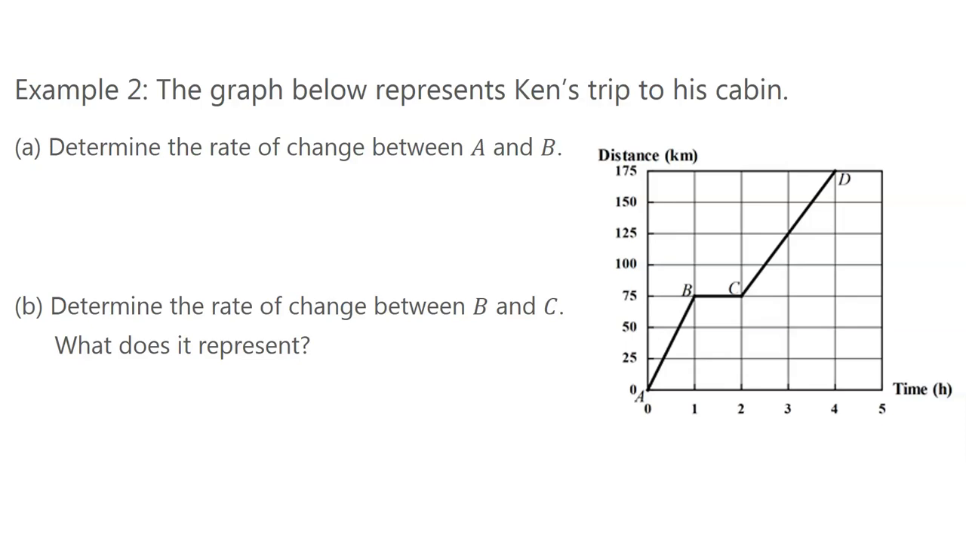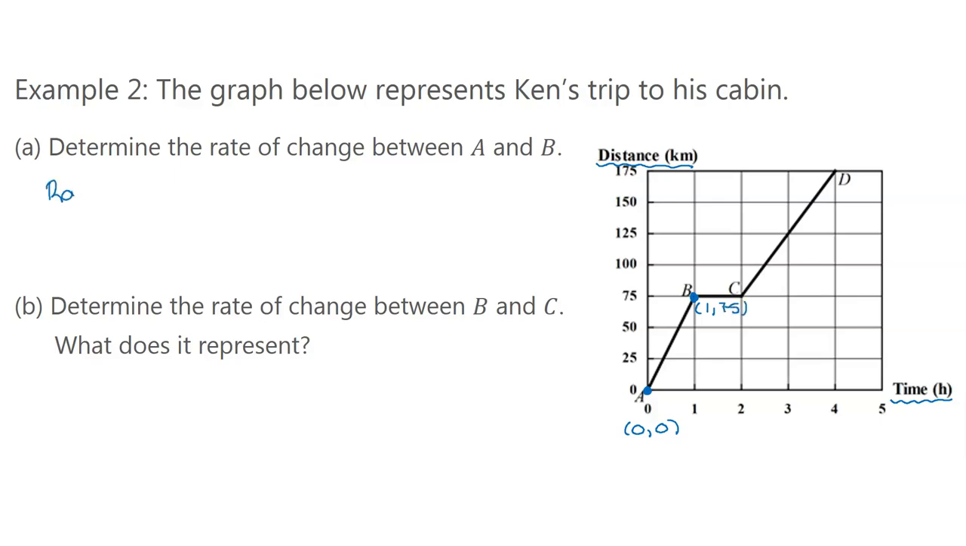Now, example 2. The graph below represents Ken's trip to his cabin. I see that on the x-axis we have the time in hours, and on the y-axis the distance traveled in kilometers. Now in A we have to determine the rate of change between points A and B. So let's write out A and B as coordinates. A is 0, 0, and B is 1, 75.